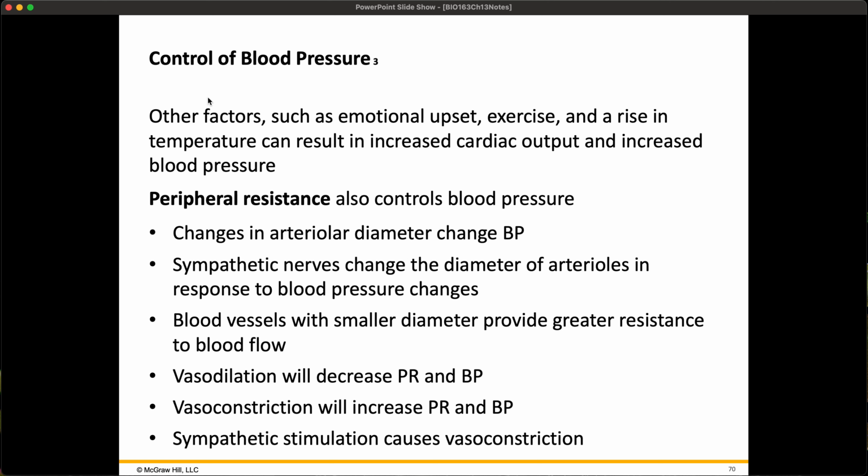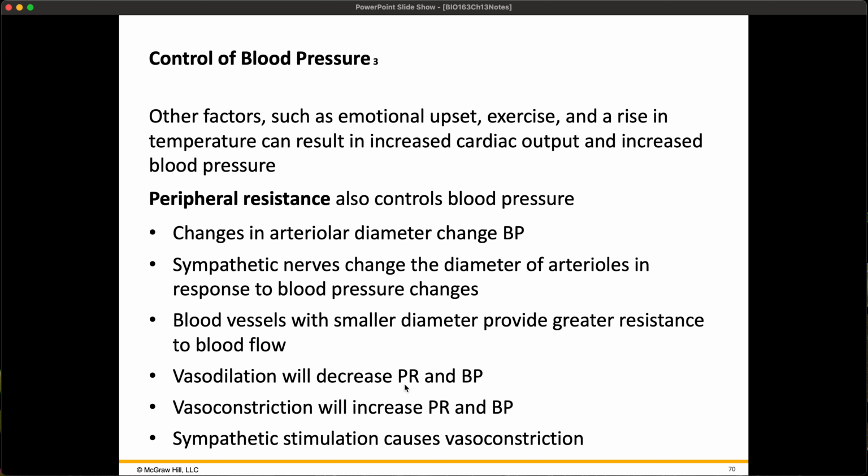All right, so other things like emotional upset, exercise, and rising temperature can change the cardiac output and increase blood pressure. Peripheral resistance also controls blood pressure. Changes in arterial diameter, vasodilation or vasoconstriction, can do it, with sympathetic nerve changes responding to blood pressure changes. Blood vessels with smaller diameter provide greater resistance. Things like tumors tend to be very rich in capillary beds. Capillaries mean you have small arterioles, which means small blood vessels with small diameters, so more peripheral resistance.